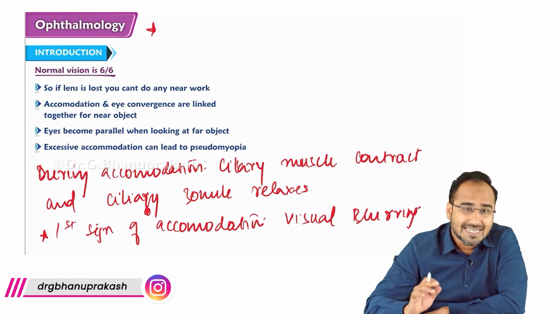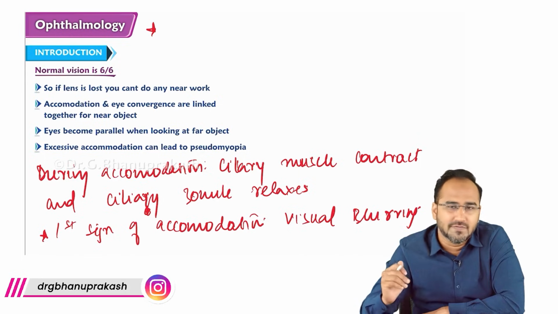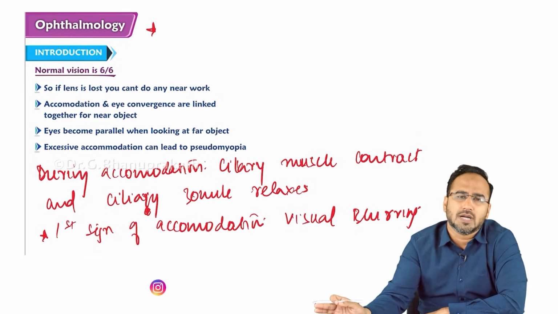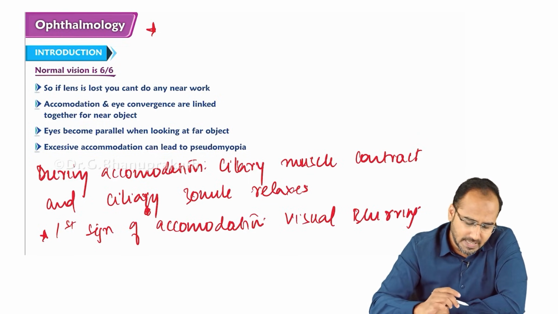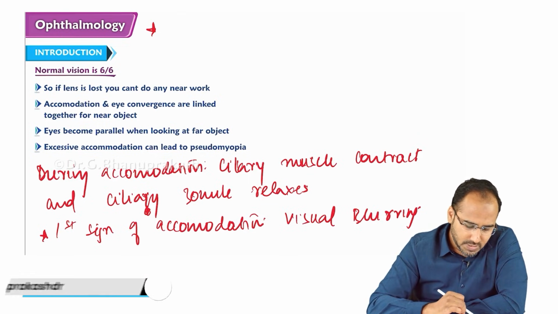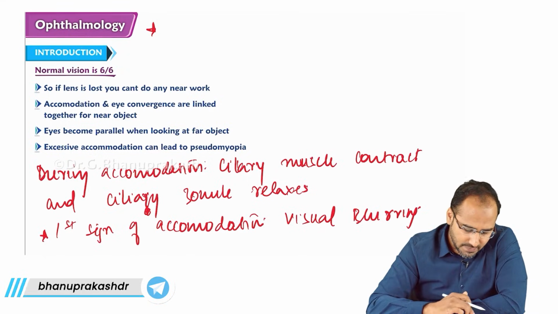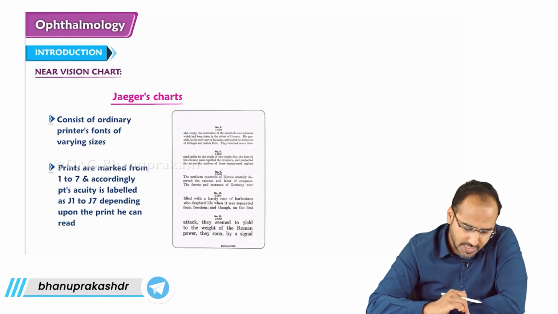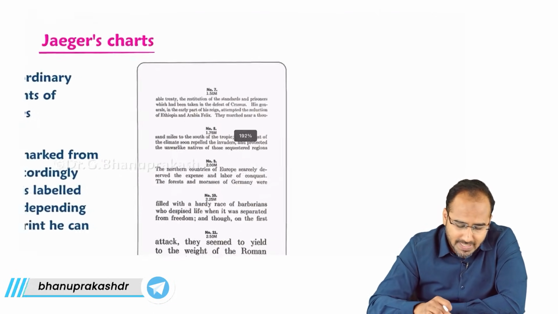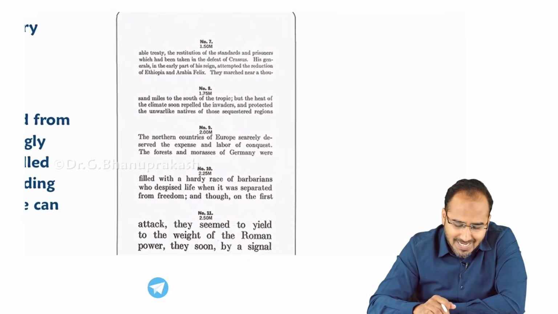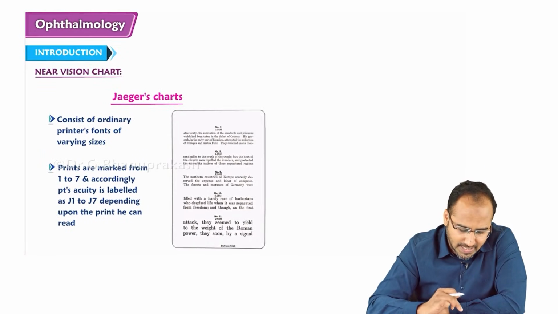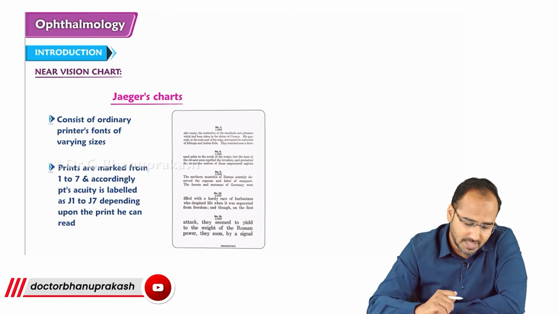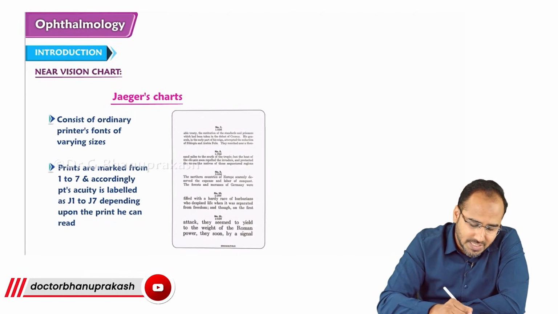So accommodation is an important thing for near vision. And what undergoes accommodation? Lens. If the lens is gone, there is no accommodation and near vision will be a problem. Okay. So for near vision testing, guys, we were talking about near vision testing, right? For near vision testing, you go for this chart. This chart is held near to the patient and you ask the patient to read the line. Okay? So this chart is called Jaeger's chart.